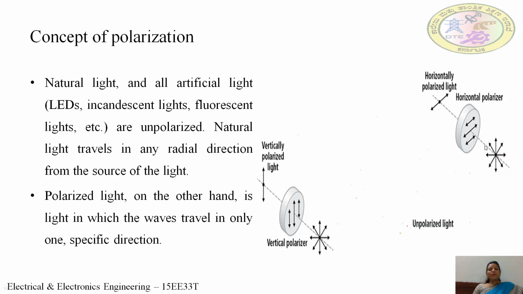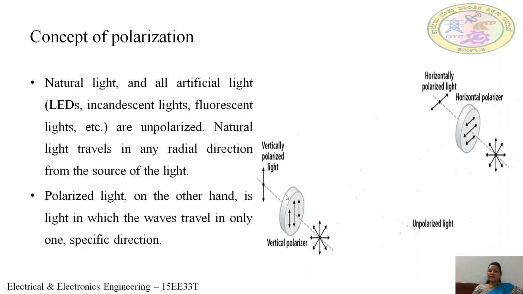So when the unpolarized light passes through this polarizer, only the light waves which are parallel to the axis of the polarizer pass. The other directional light waves are blocked. Hence this polarizer is called a horizontal polarizer, because it allows only the horizontally aligned light waves to pass through and the other light waves are blocked. So the light intensity is somewhat reduced.